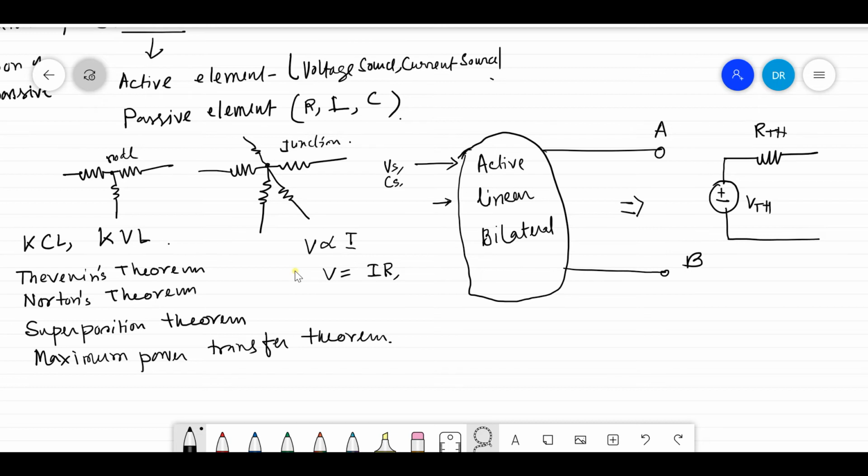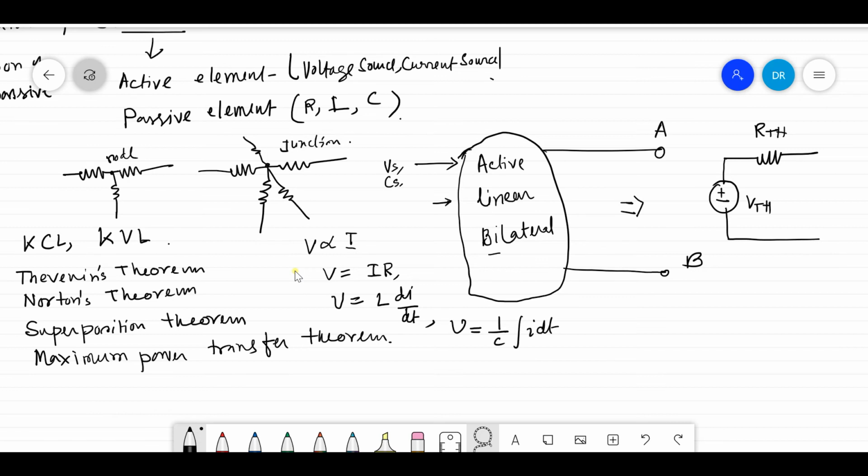Just note down. We can see V is equal to IR, and for inductance V is equal to L dI/dt. For capacitor, voltage across it is equal to 1/C times integral of I dt. So we can see these circuit elements are linear. Why? Because the relation between the current and voltage involves a constant coefficient. A linear network is one in which the principle of superposition holds.